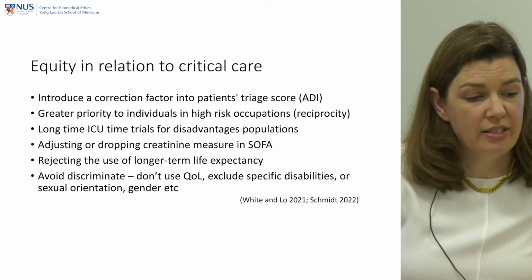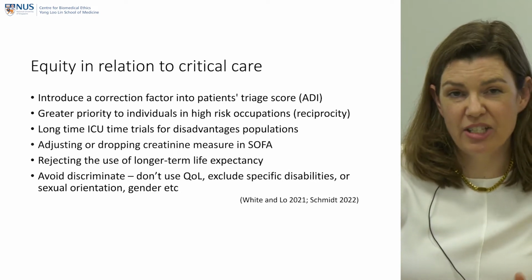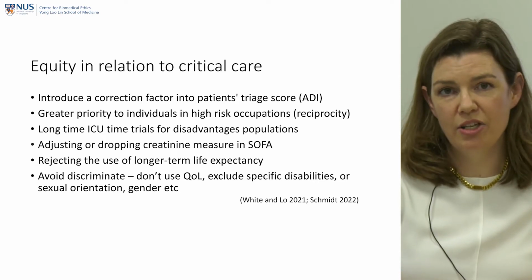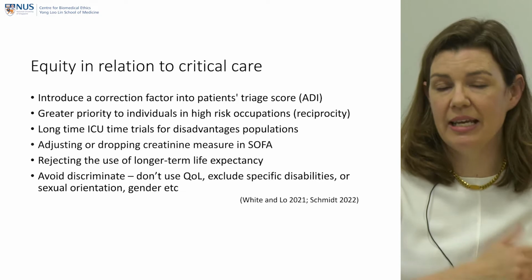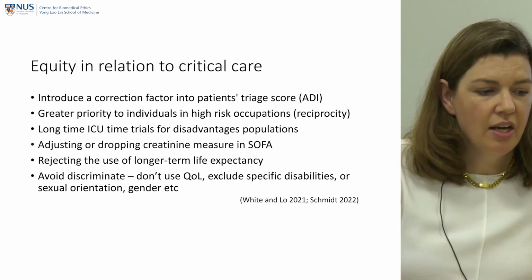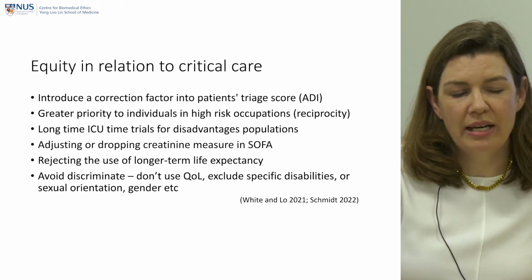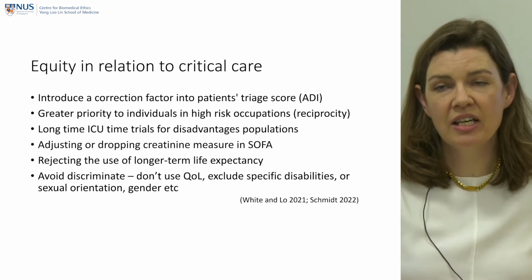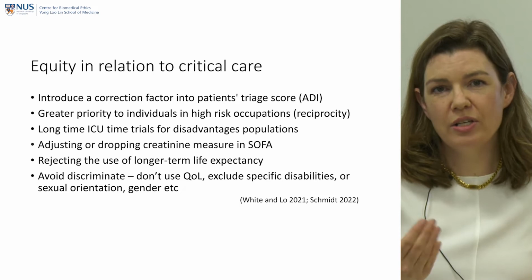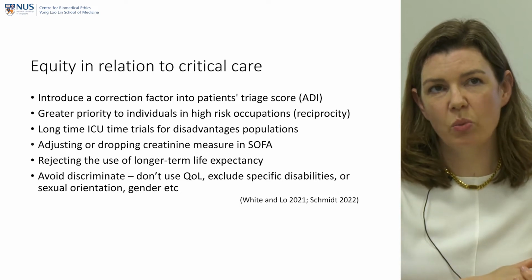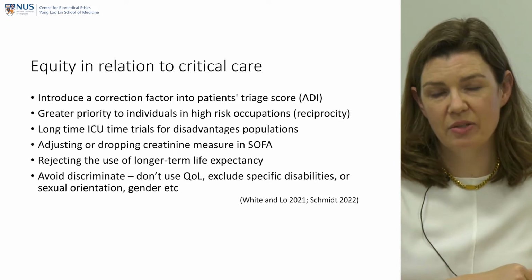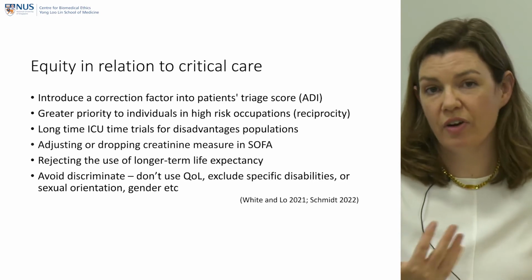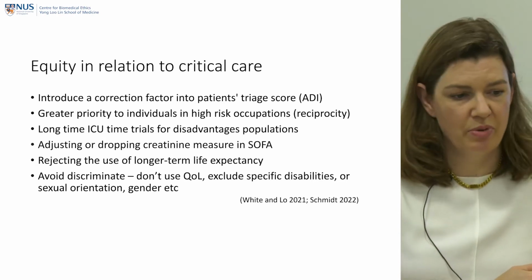You could give longer ICU time trials for disadvantaged populations. Research suggests, for example, that to get the same outcome from ICU, African American patients need access to ICU for longer. You could adjust or drop the creatinine measure in SOFA. The creatinine measure really measures kidney function. It's controversial because it closely correlates with health conditions that are associated with poor health status as a result of lived conditions, so of social bias or deprivation.